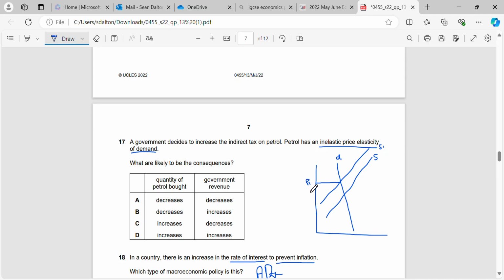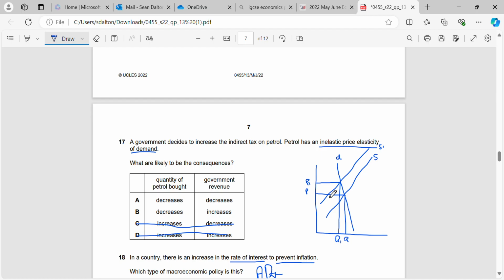So here we can see the increase in the price, and then we can test using the curve what happens to the quantity. So this is our initial quantity level, Q, and we can see that the price has gone up, but the quantity of the product that's being sold or demanded has gone down, right? So quantity of petrol bought will decrease. Now we need to figure out what happens with government revenue. So when we have an inelastic PED, that means that we can change the price quite dramatically, but the quantity will only change by a little bit.